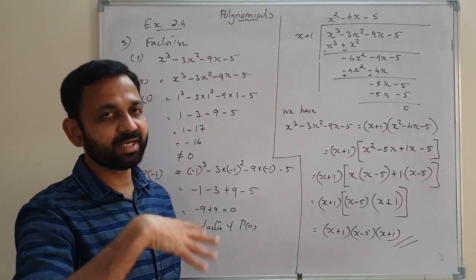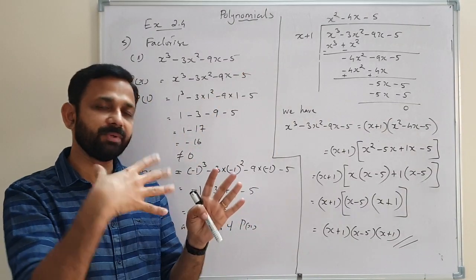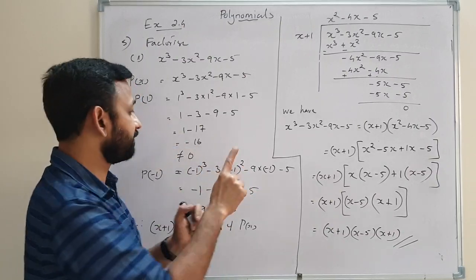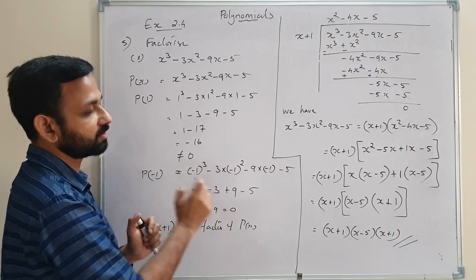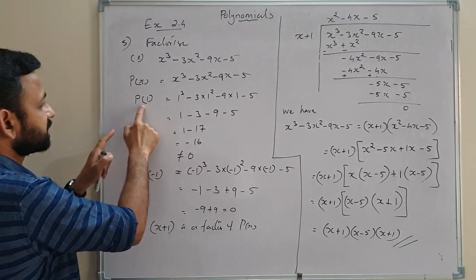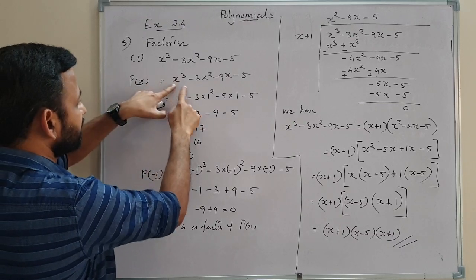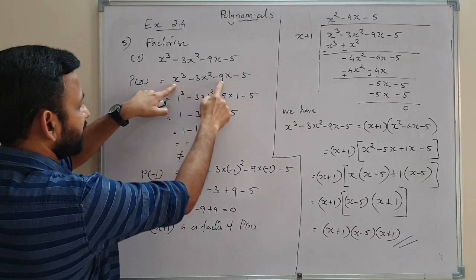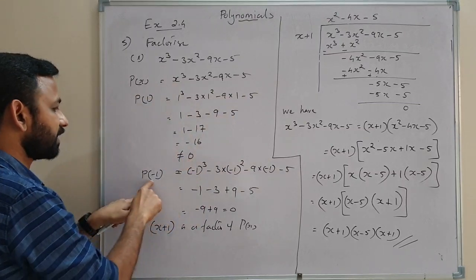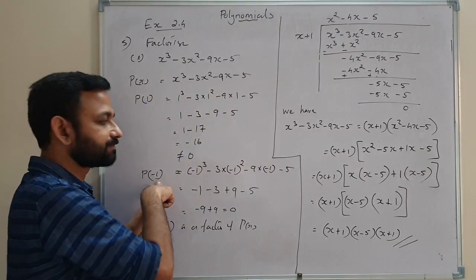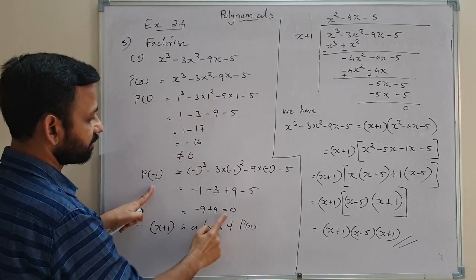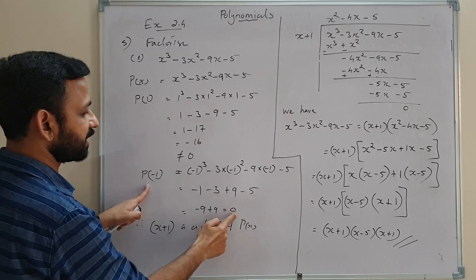Now we are going to find p of 1, p of minus 1, p of 2, p of minus 2, p of 3, p of minus 3, etc., till we get 0. Within 2-3 steps, we will get a 0. So first p of 1. Replace x by 1: 1 cube, minus 3 into 1 square, minus 9 into 1, minus 5. We didn't get a 0. So try for p of minus 1. Replace x by minus 1, we got 0. So p of minus 1 equal to 0.